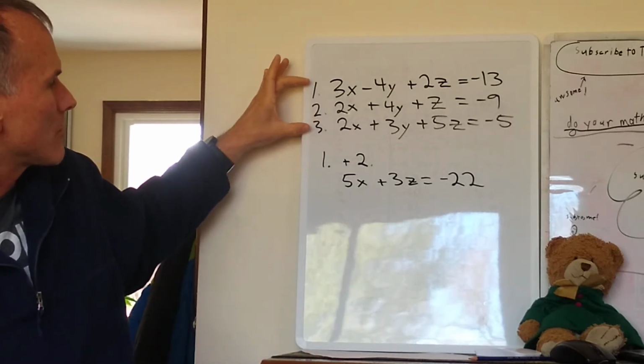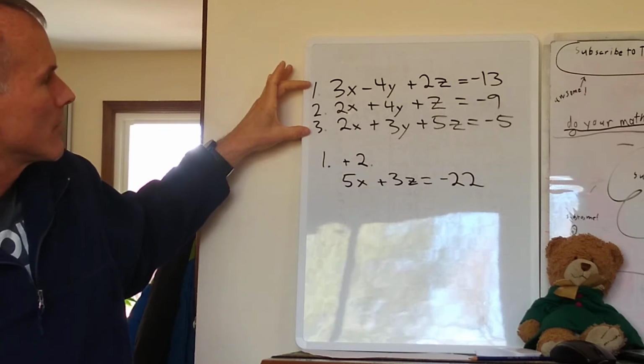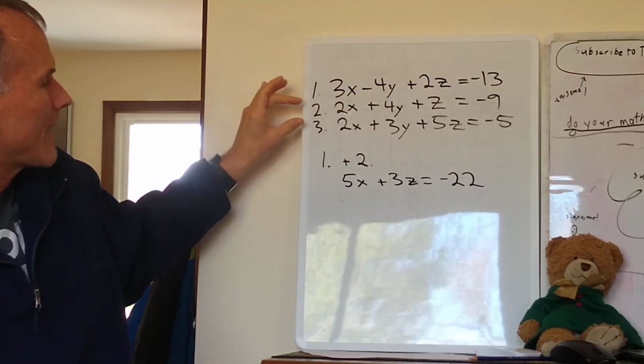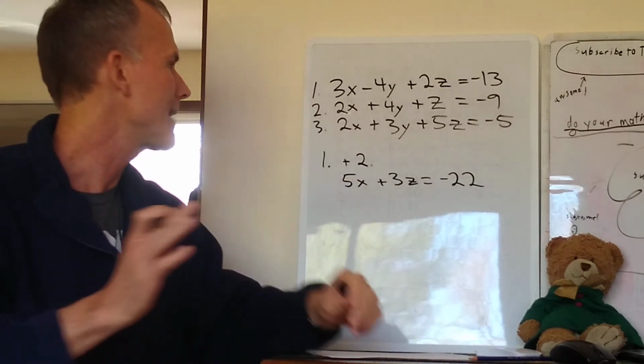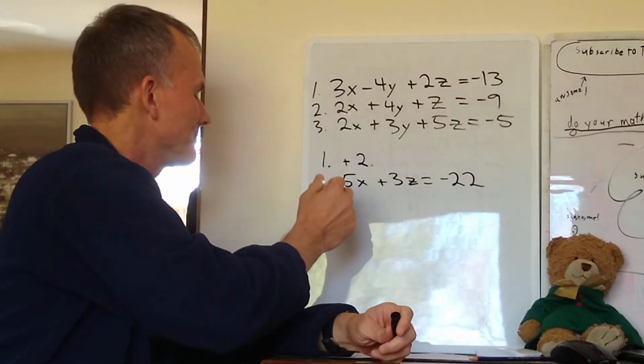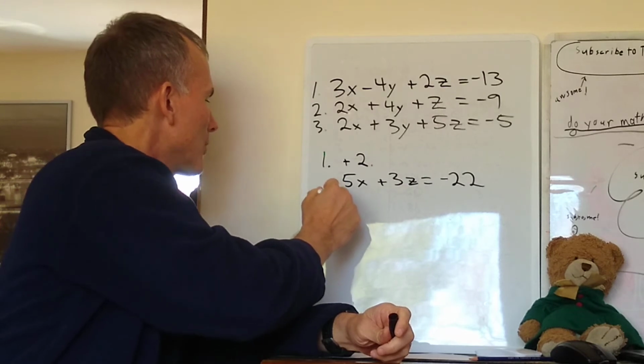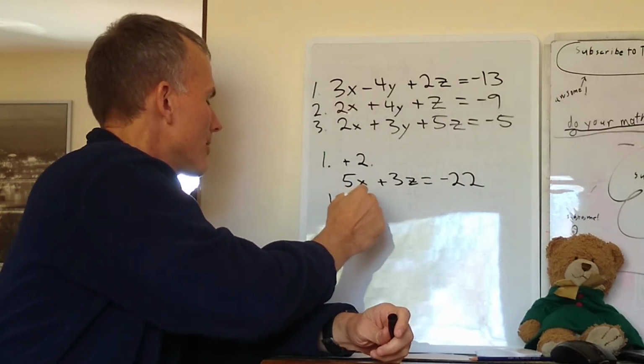So I'm either going to have to use 1 and 3 to eliminate y, or I'm going to have to use 2 and 3 to eliminate y. Doesn't really matter which one. I'm going to choose to use 1 and 3. Okay, so I'm going to do equation 1 plus equation 3.